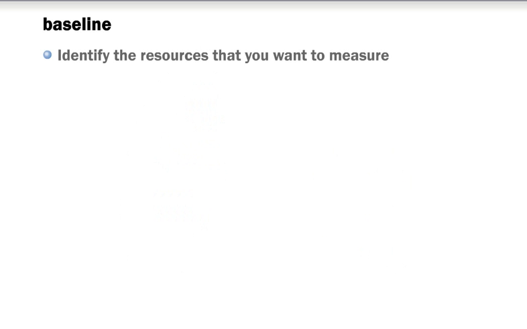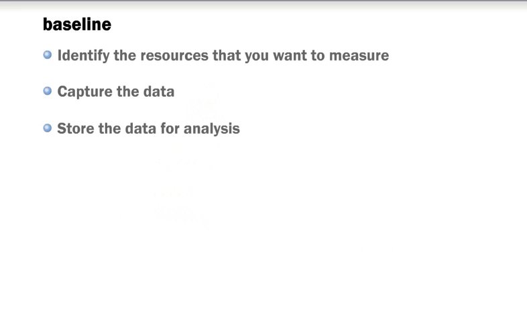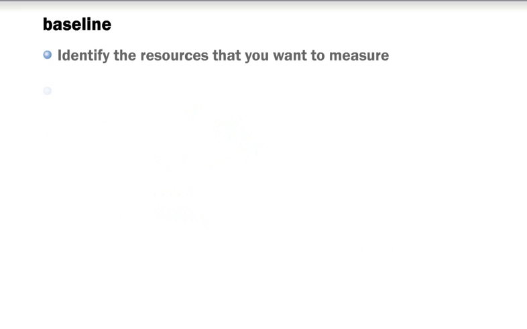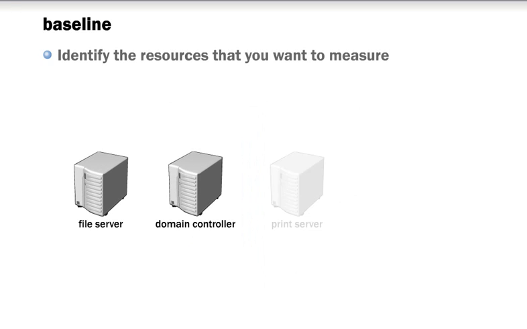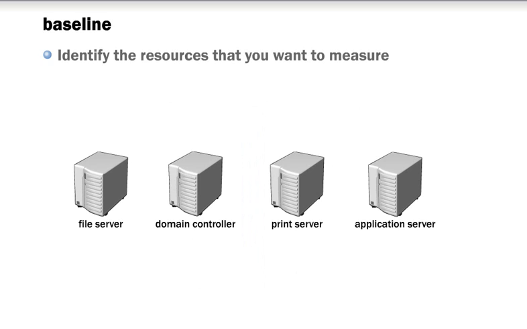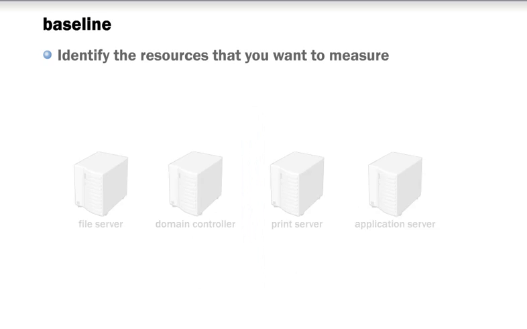To create a baseline, you identify the resources that you want to measure, capture the data, and store the data for analysis. There are 4 major resources that you want to measure when establishing your baseline: memory, processor, physical disk, and network. The other resources that you measure depend on the role of the server in the network environment.